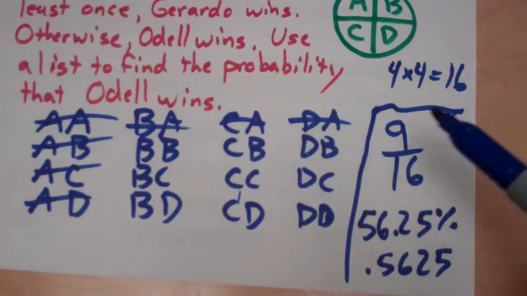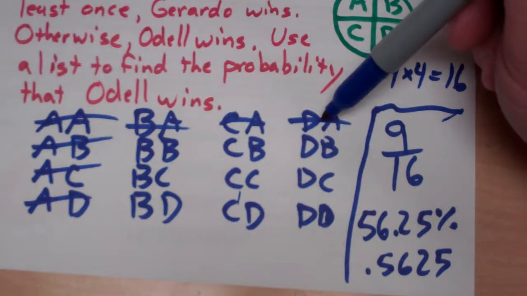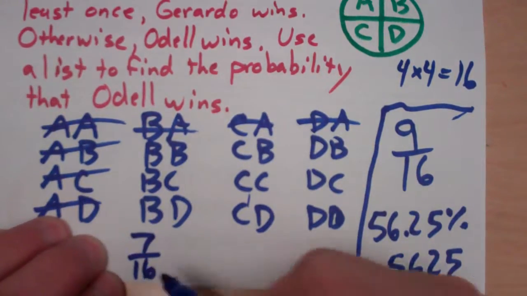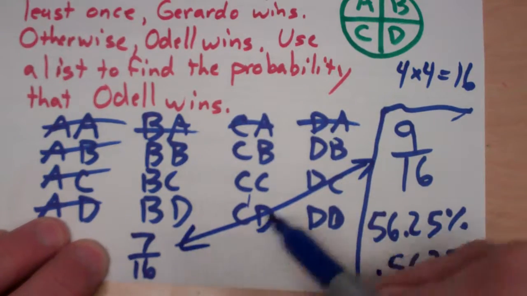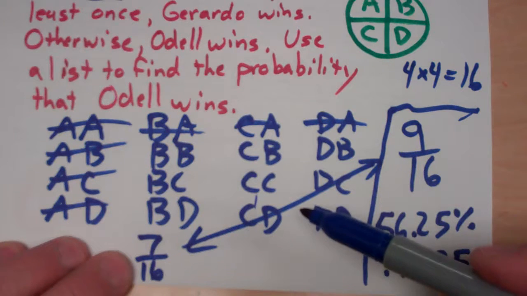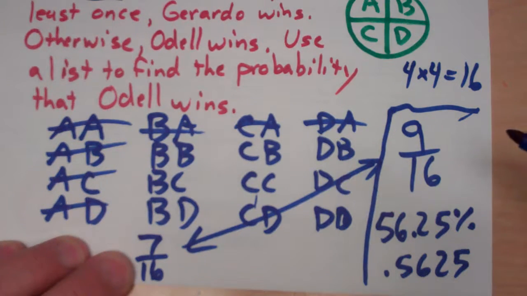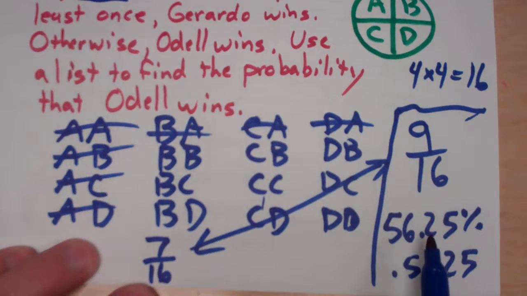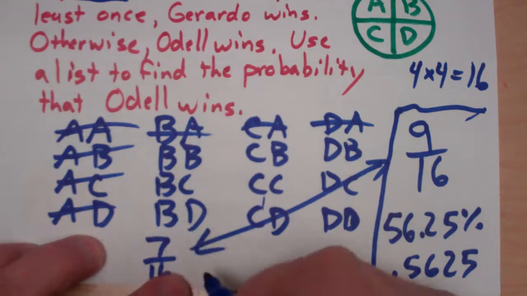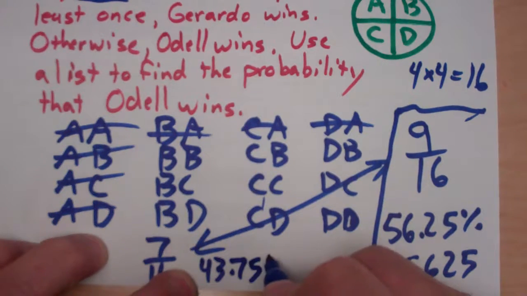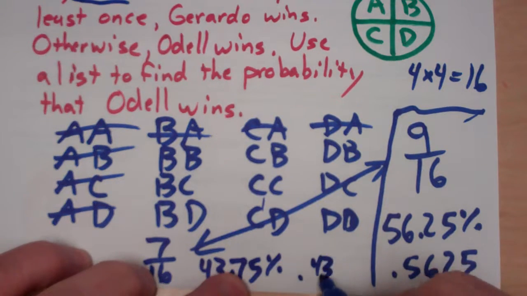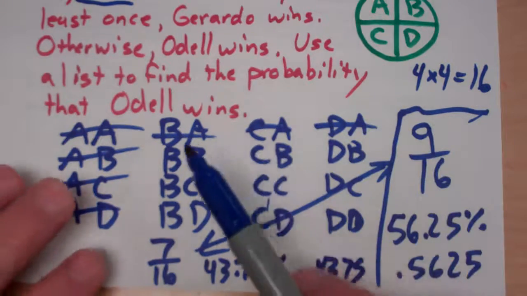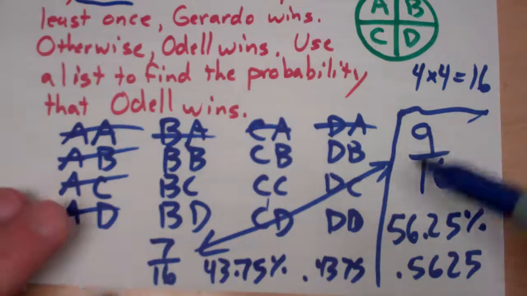Well, Gerardo's chances of winning, we could go back and write the fraction from the ones I marked out. He would have had 1, 2, 3, 4, 5, 6, 7 chances out of 16, which you might realize is the complement that we talked about a couple lessons ago. 7/16 plus 9/16 is 16/16. That's all of it, right? So you would know that if Odell had a 56.25% chance of winning, then Gerardo must have a 43.75% chance of winning, or 0.4375 as a decimal. That's a complement, because either Gerardo wins or Odell wins. They didn't give us any other options there.